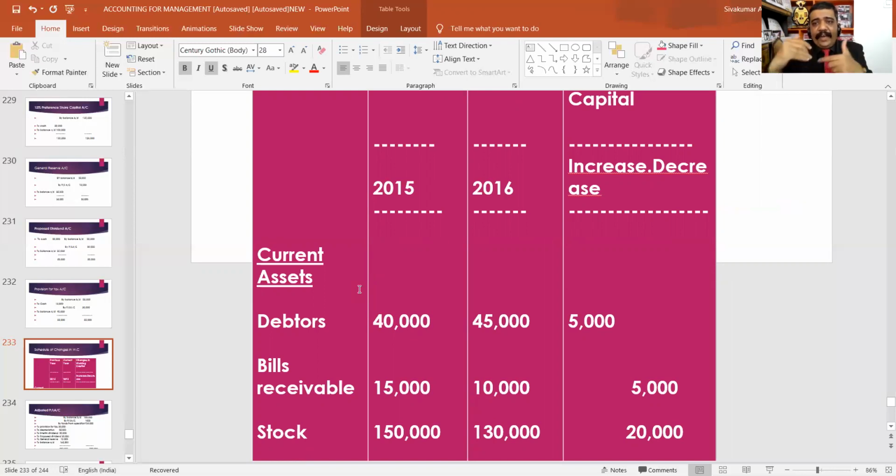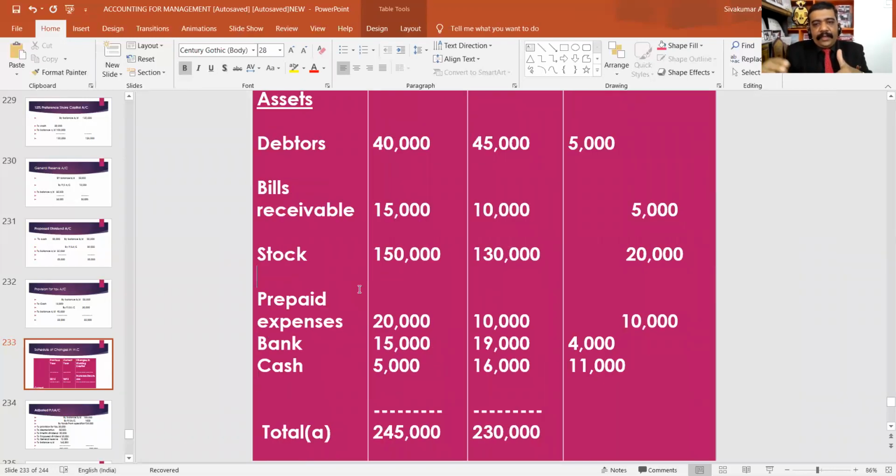The equation to find out working capital is current assets minus current liabilities. Then bills receivable 15,000, 10,000, decrease 5,000. Stock 1,50,000, 1,30,000, decrease 20,000. Prepaid expenses 20,000, 10,000, decrease 10,000. Bank 15,000, 19,000, increase 4,000. Cash 5,000, 16,000, increase 11,000. Then please total it. In the first year you will get 2,45,000. In the second year you will get 2,30,000.